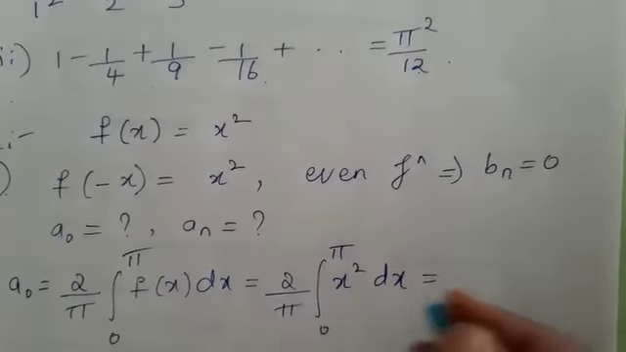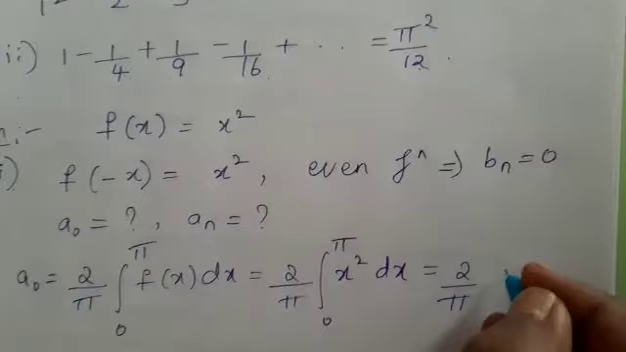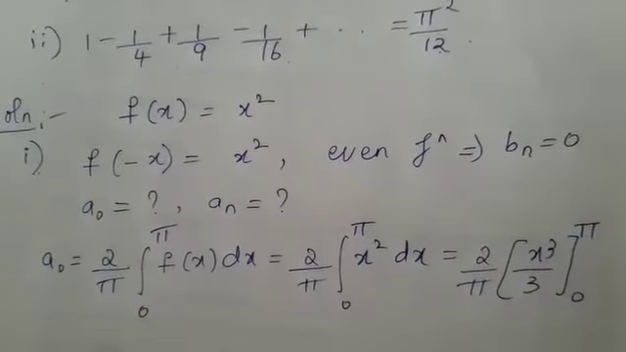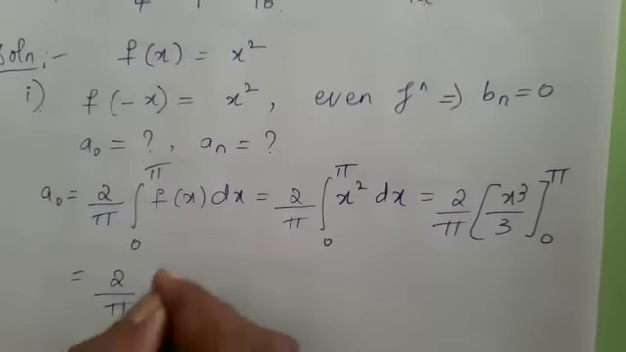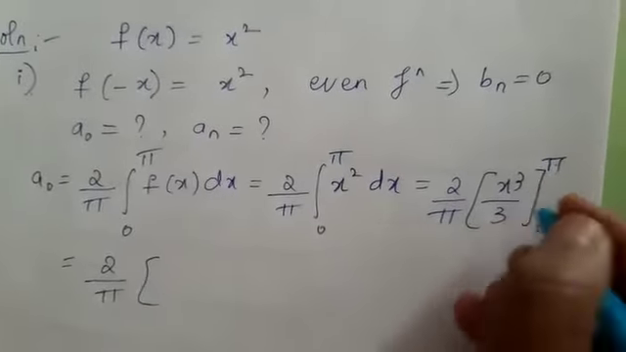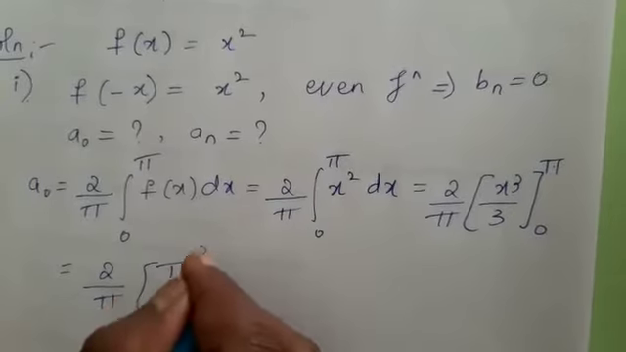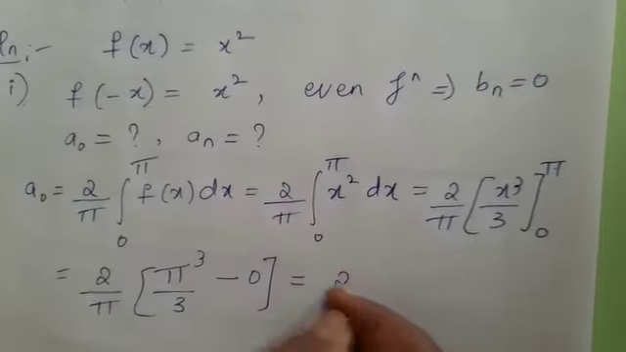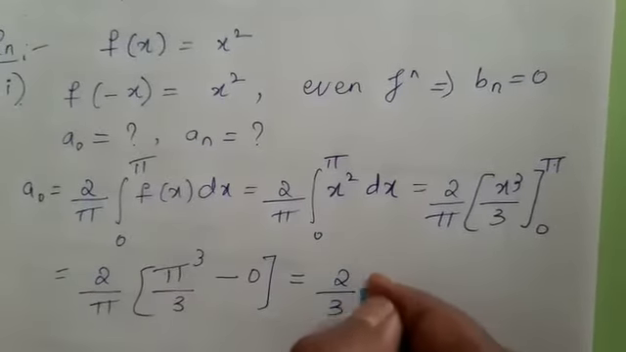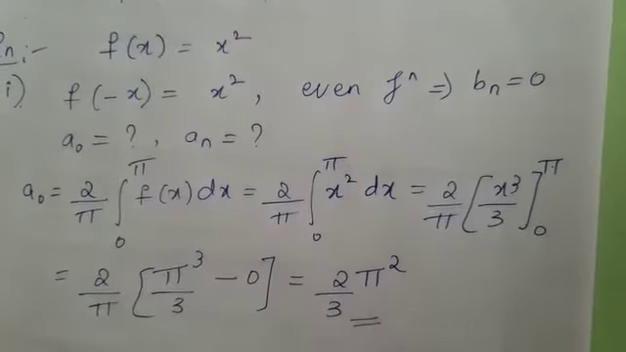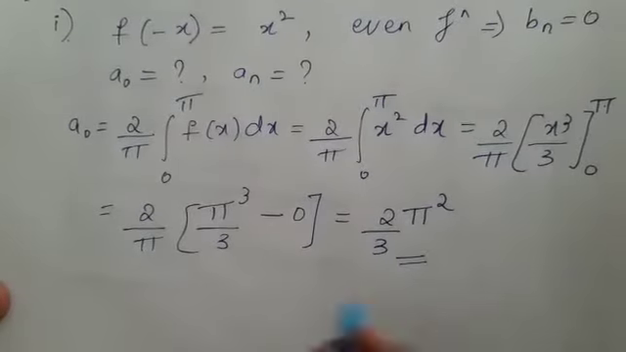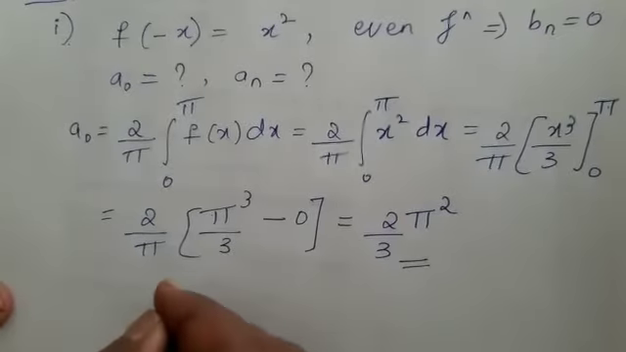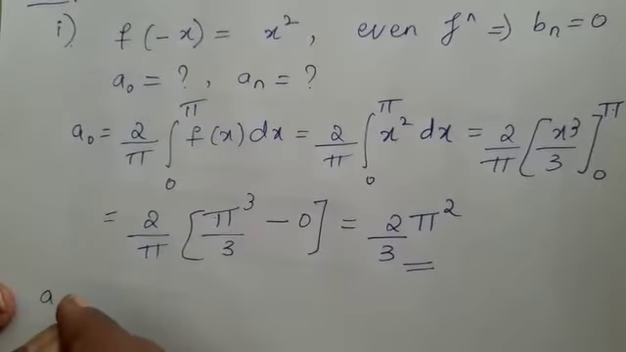Now integrate x square. What do we get? 2 by pi, x cube by 3 between the limits 0 to pi. So it is nothing but 2 by pi into applying the upper limit minus the lower limit. So it is pi cube by 3 minus 0. So we end up with 2 by 3, pi gets cancelled, so pi square. 2 by 3 pi square is the answer. That is my A0.